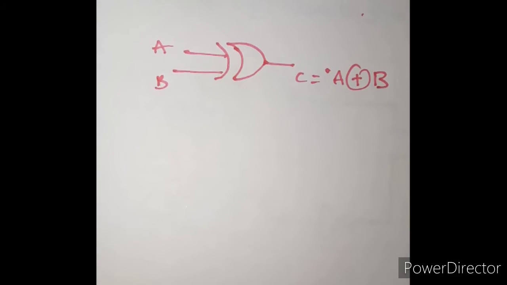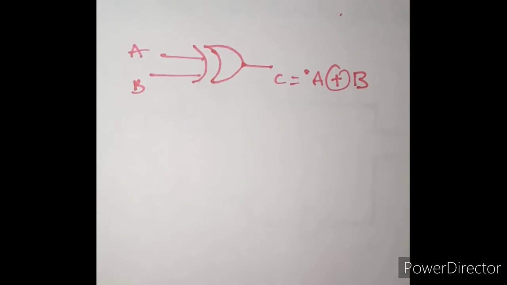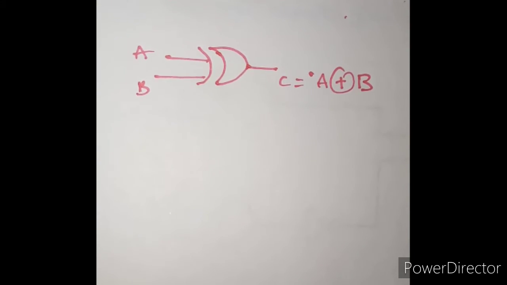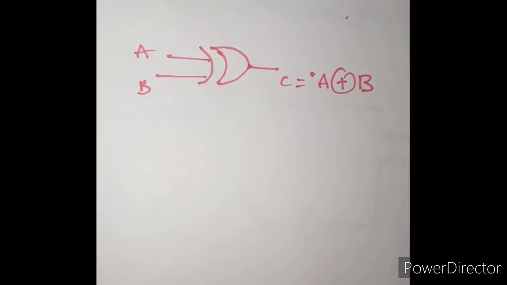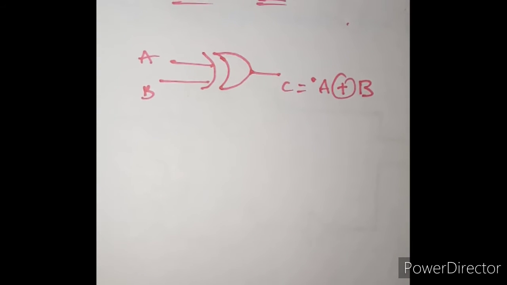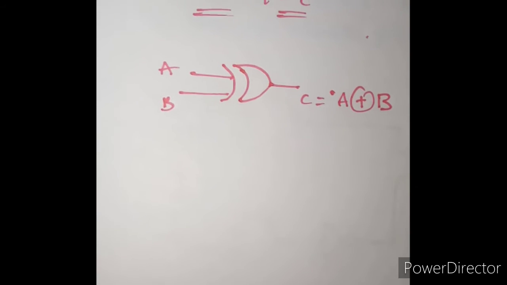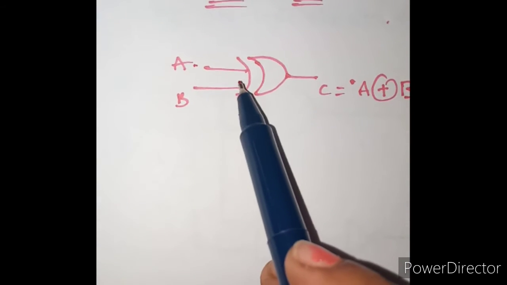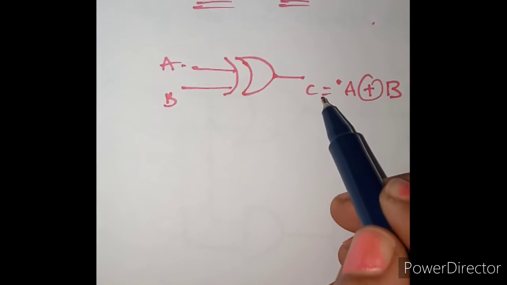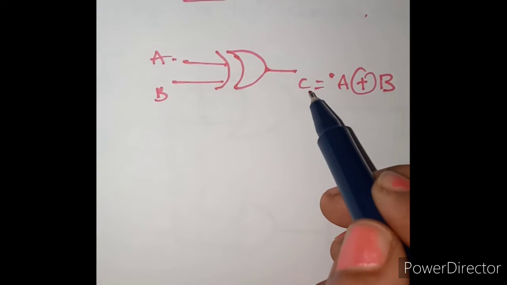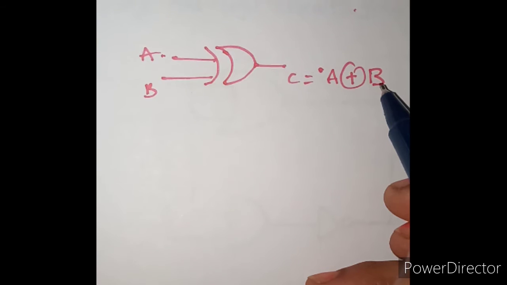The XOR gate is also referred to as the exclusive OR gate. It is a digital logic gate formed by combining 3 basic gates, namely AND gate, OR gate and NOT gate, in a particular configuration. The XOR gate has 2 inputs and a single output. See here, A and B are the inputs, A is the first input and B is the second input. The output is represented by C. C is equal to A modulo B.